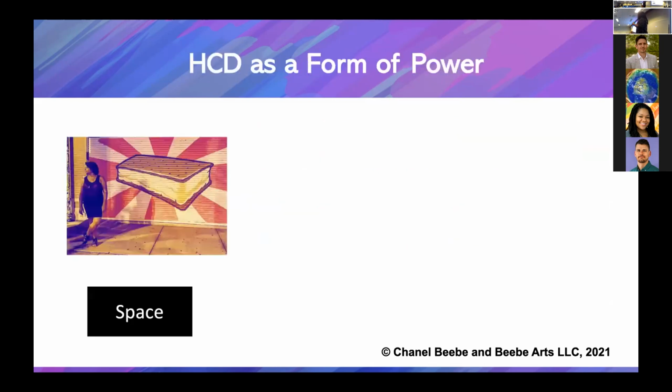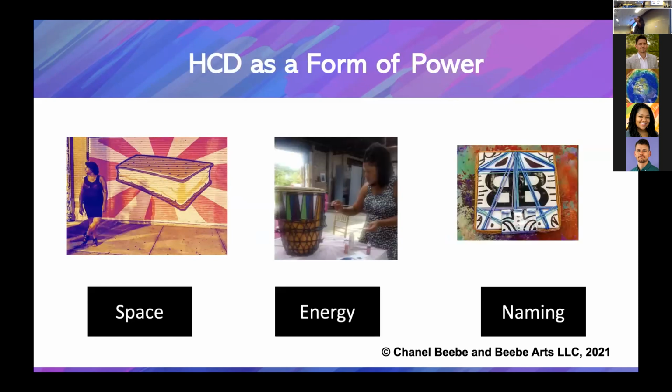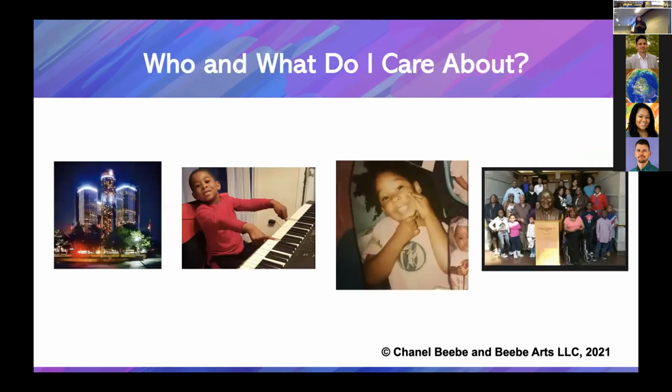And that means that I have a form of power, right? There's a way in which I can use my experiences and my knowing to set space, to create energy, and maybe even to name something and call something something else, right? And that's when you really start to see some change for the things you care about. And for me, in order to be able to do this work in a way that mattered, I think about who are the people I care about, right?